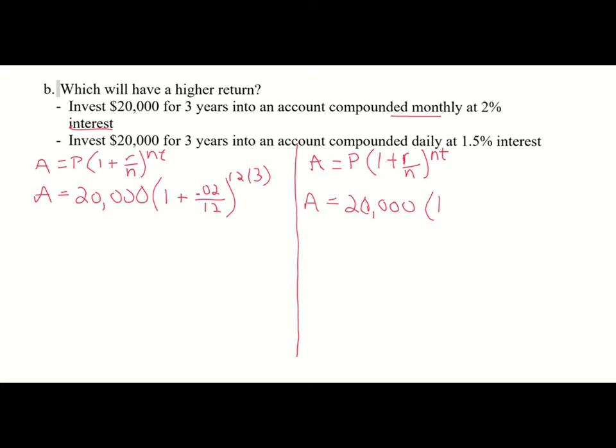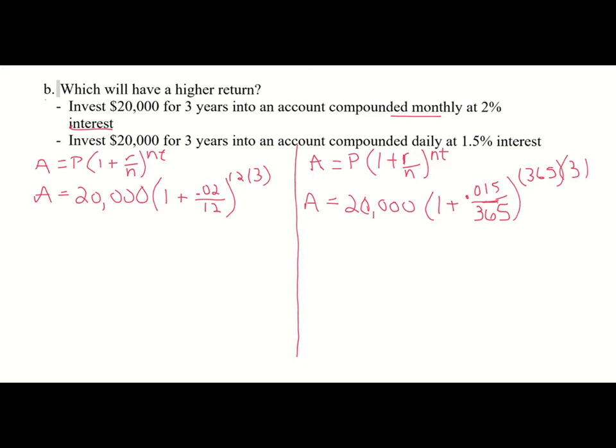And the rate is 1.5 here, so that is going to be 0.015. Now for N, it is compounded daily. So with a year, there's 365 days, so it's per year, so 365. And then for our exponent, it would be 365 times 3.